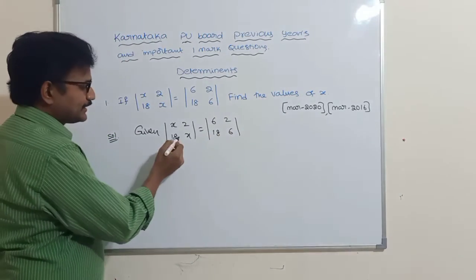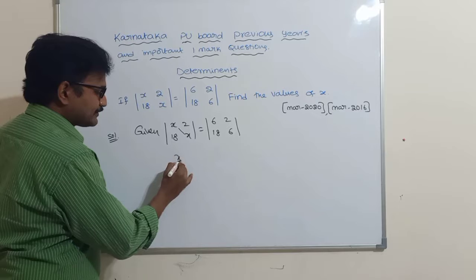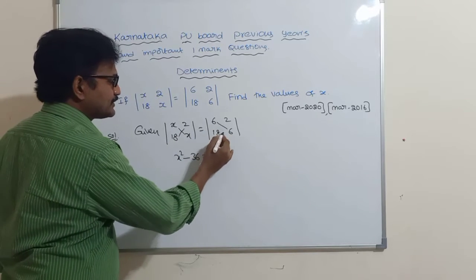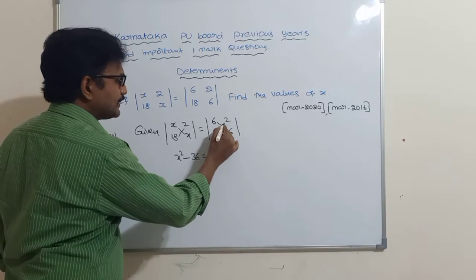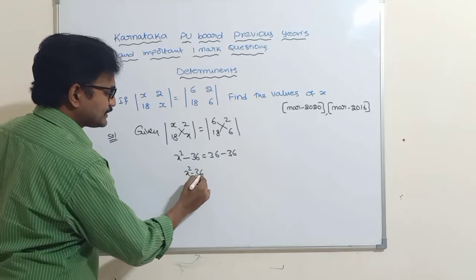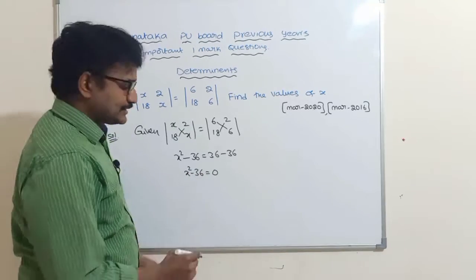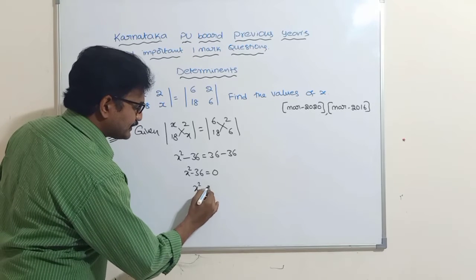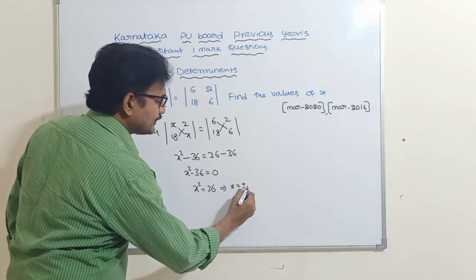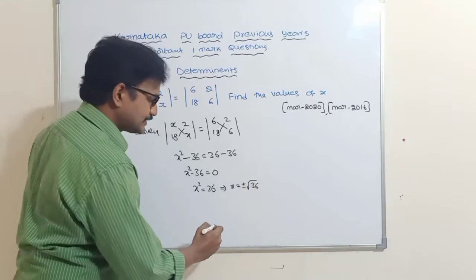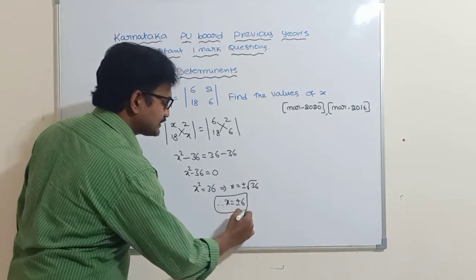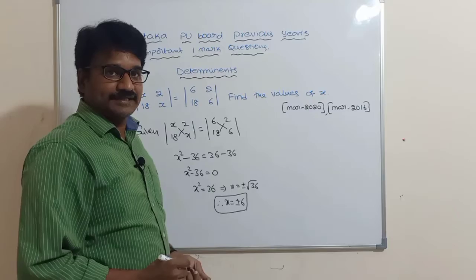So expand this determinant. x into x is x square minus 18 into 2 is 36, is equal to 6 into 6 is 36 minus 18 into 2 is 36. So x square minus 36 is equal to 36 minus 36, which is 0. So x square is equal to 36. x is equal to plus or minus square root of 36. Therefore, x value is plus or minus 6.